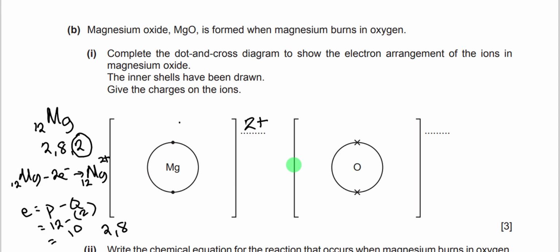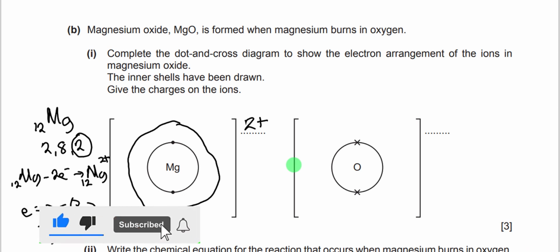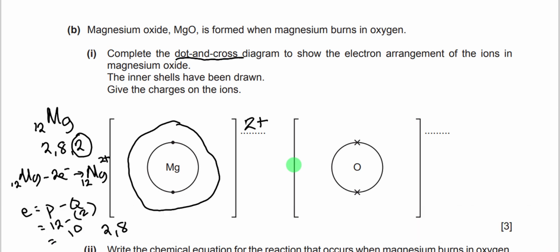So we are now to draw the outer shell, and you can see the symbol used to represent the electrons from the magnesium atom. We are told to use dot and cross. The dot represents the magnesium electrons. So 1, 2, 3, 4, 5, 6, 7, 8. That gives us the magnesium ion.